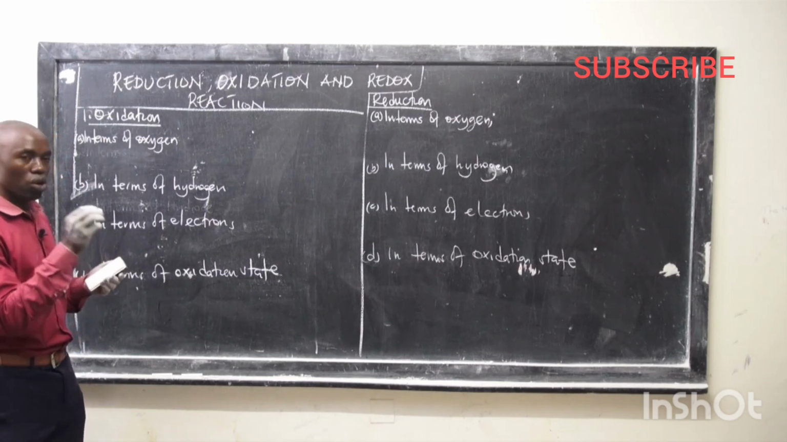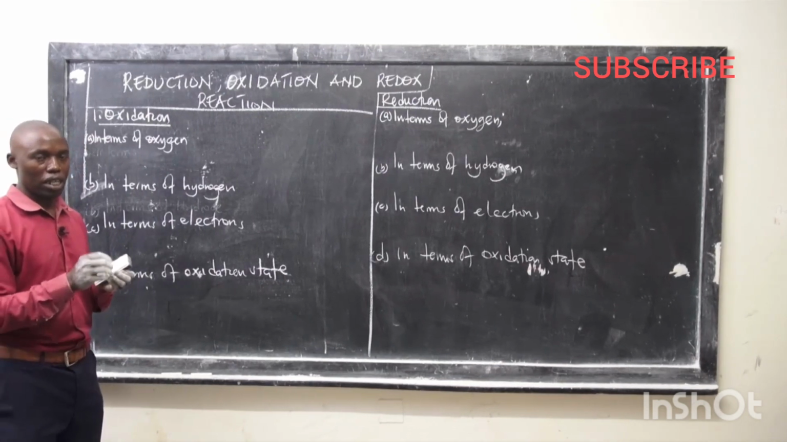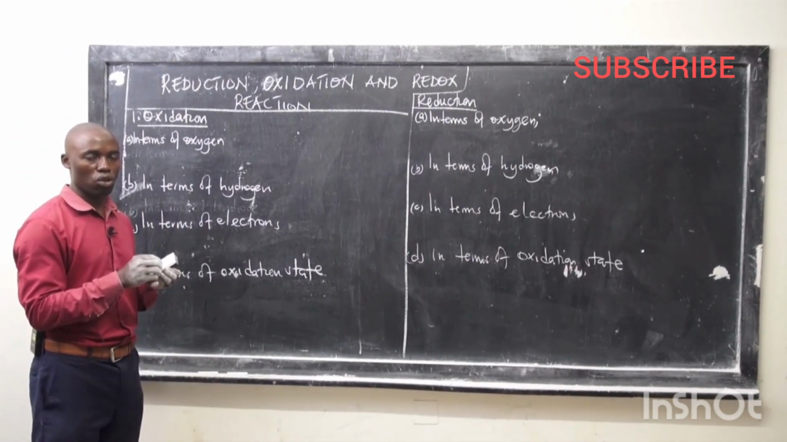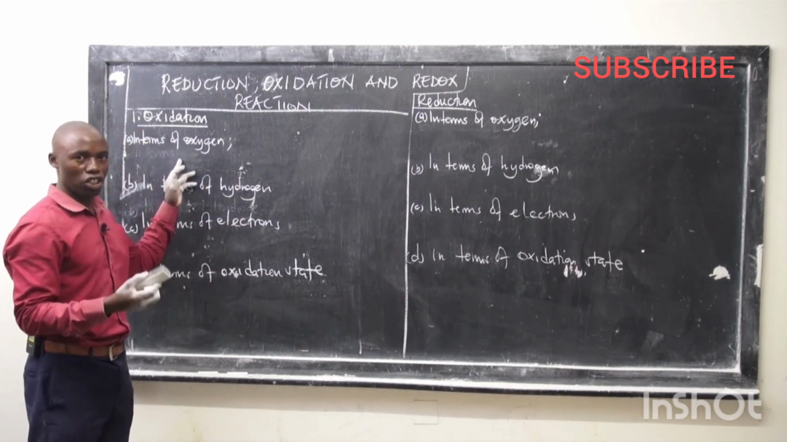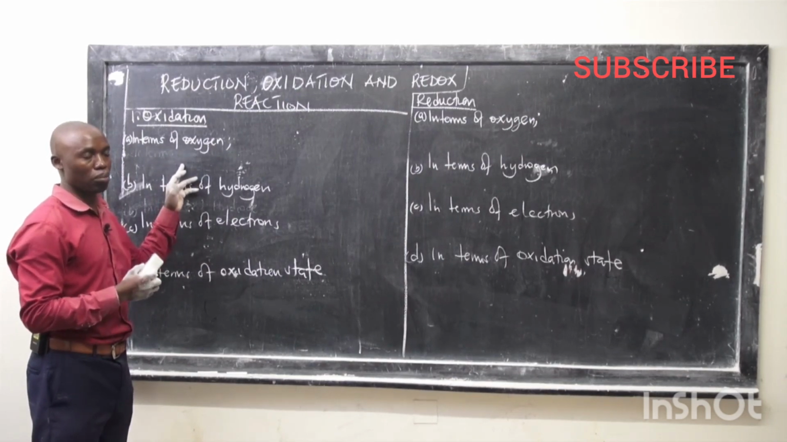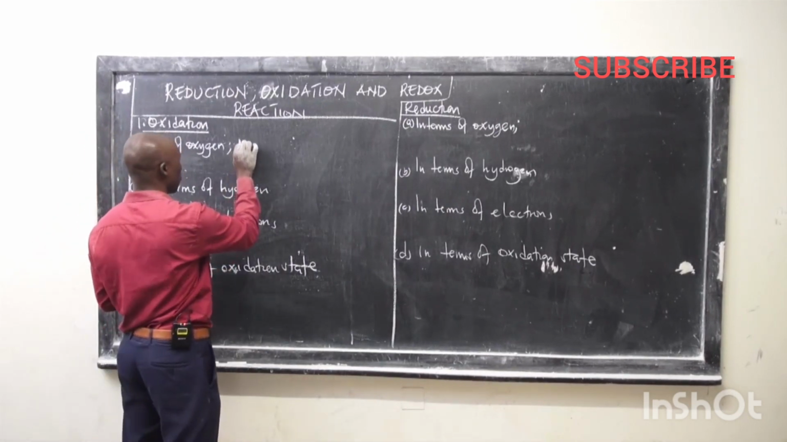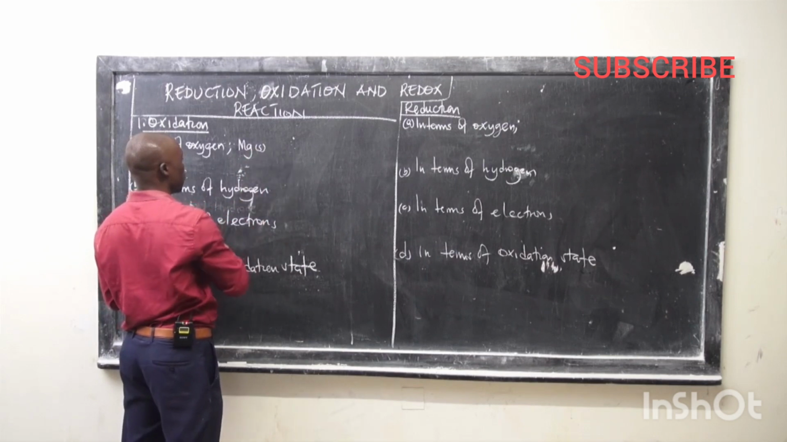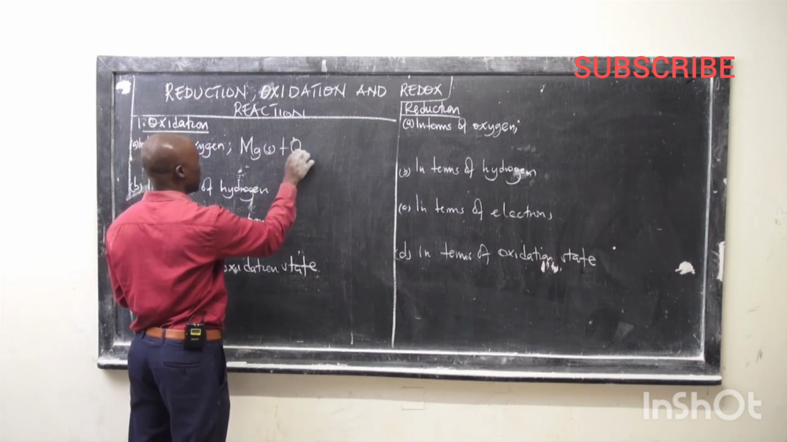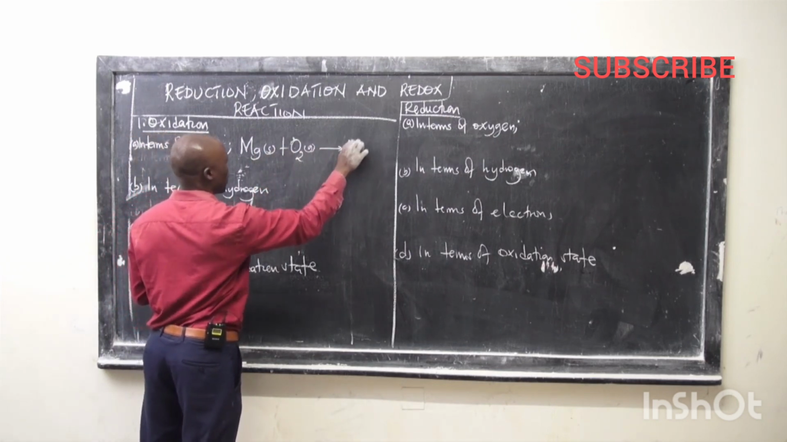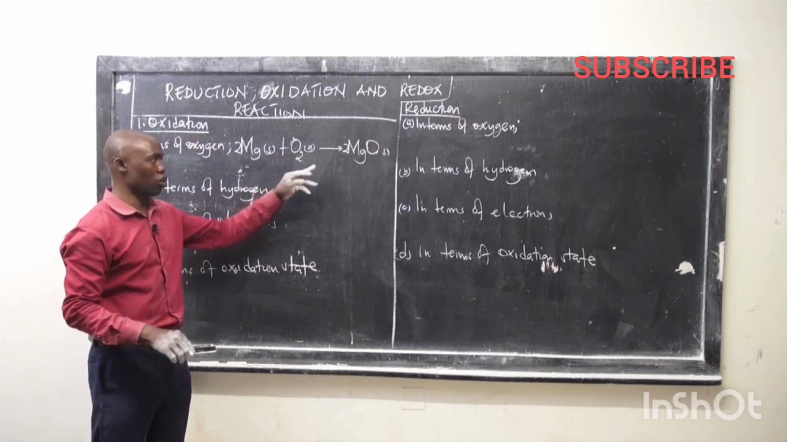Let's dive into what the word oxidation means in terms of oxygen. Oxidation comes from the word oxidize, or to add oxygen. So oxidation in terms of oxygen is the addition of oxygen to an element or a substance. For example, if you look at a reaction between magnesium and oxygen, magnesium plus oxygen, we receive magnesium oxide. In this case, we say that magnesium has been oxidized.